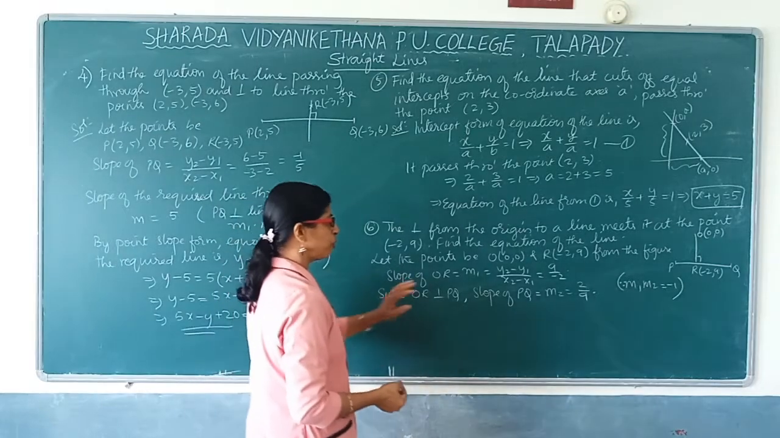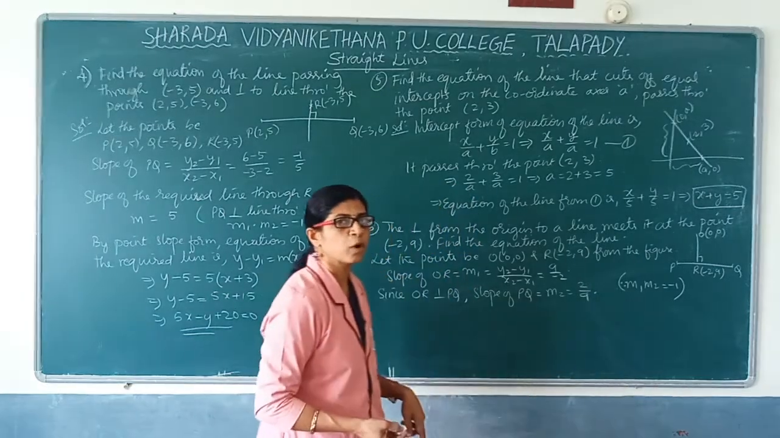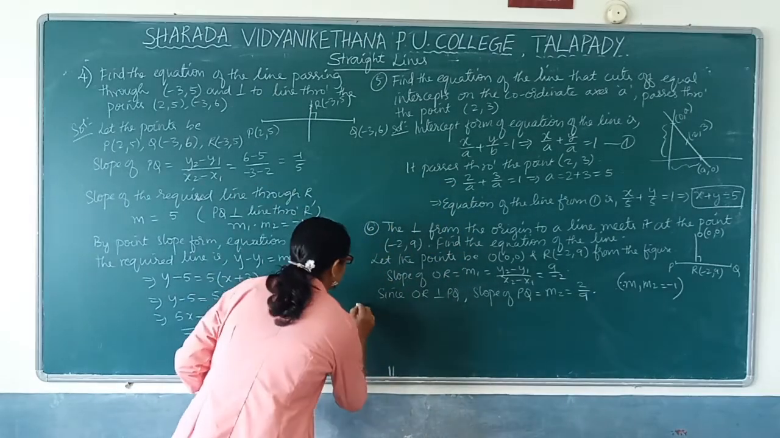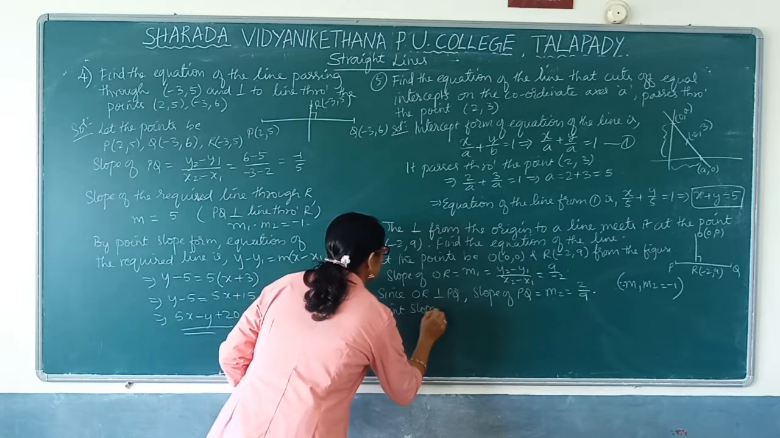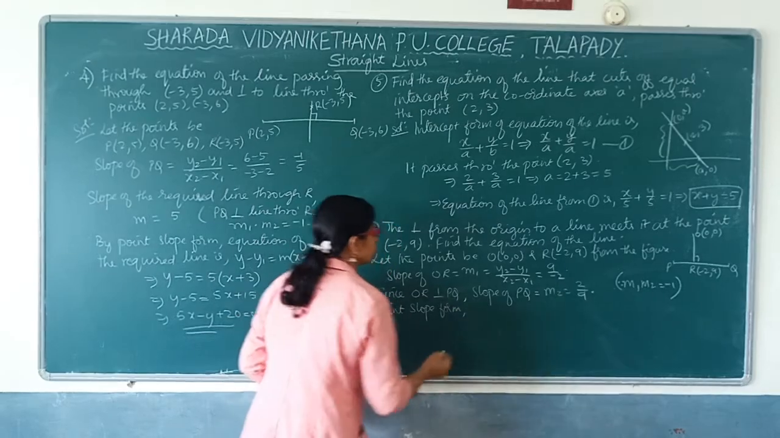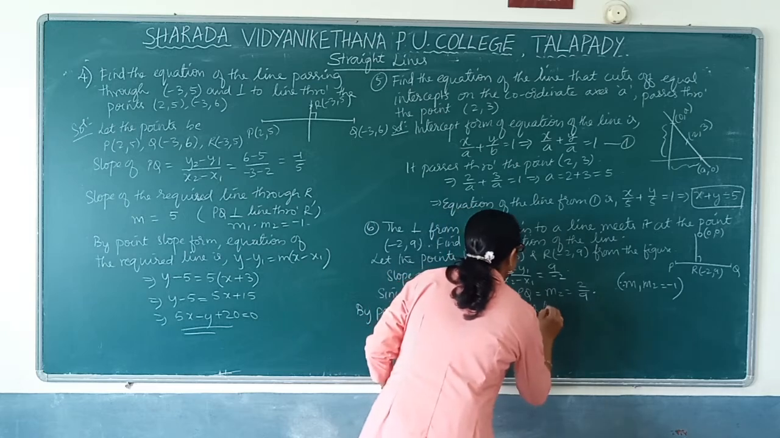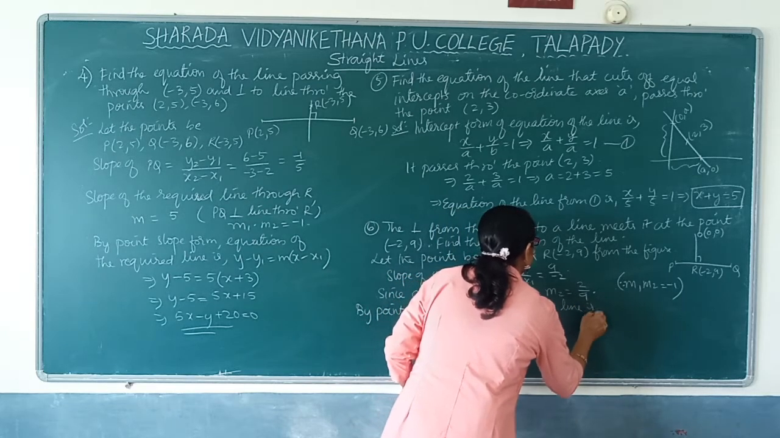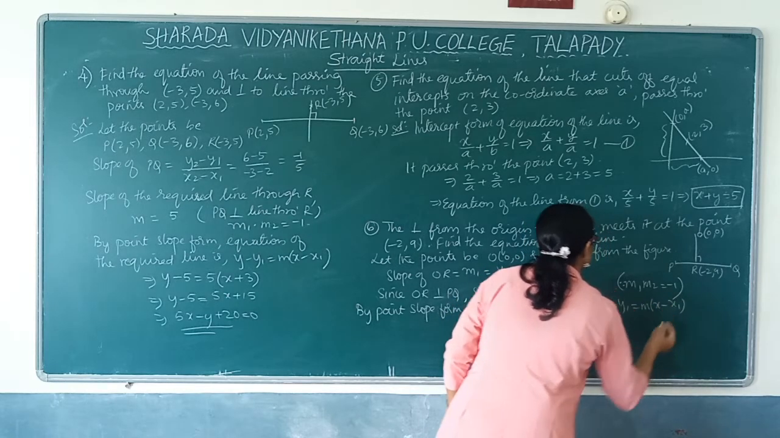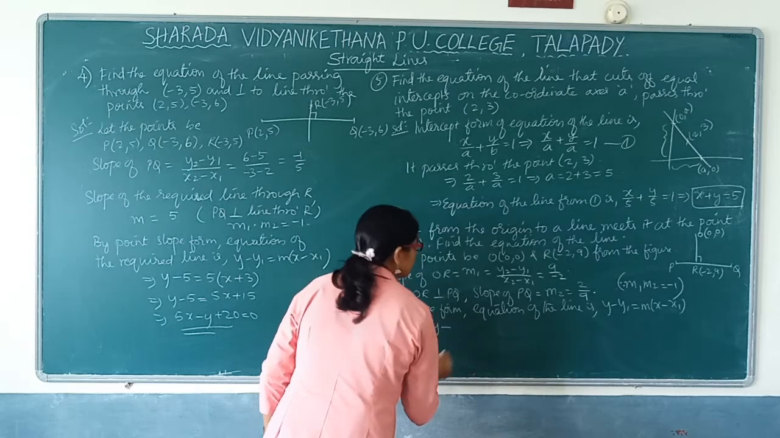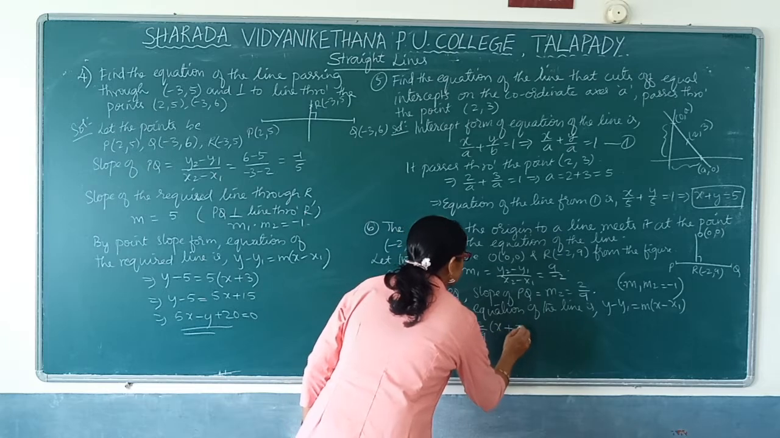So now we know the slope, and we know a point on the line. You can use the point slope form to find the equation of that line. By point slope form, the equation of the line is y minus y1 is equal to m of x minus x1. y1 is 9 here. So y minus 9 is equal to 2 by 9 of x plus 2.